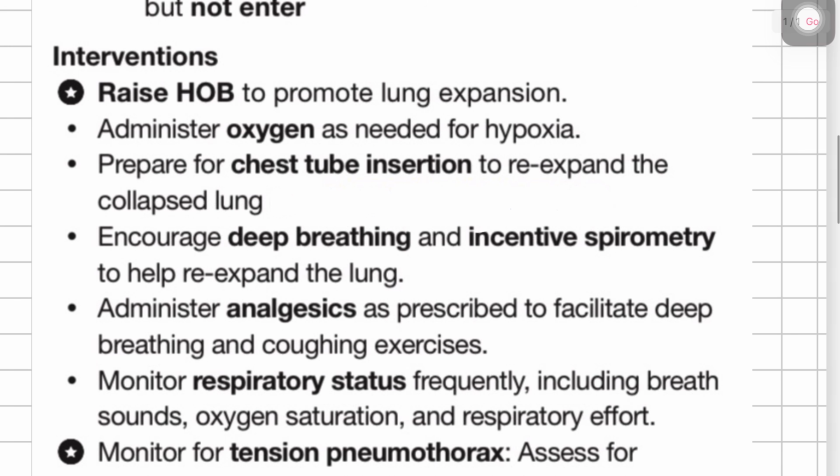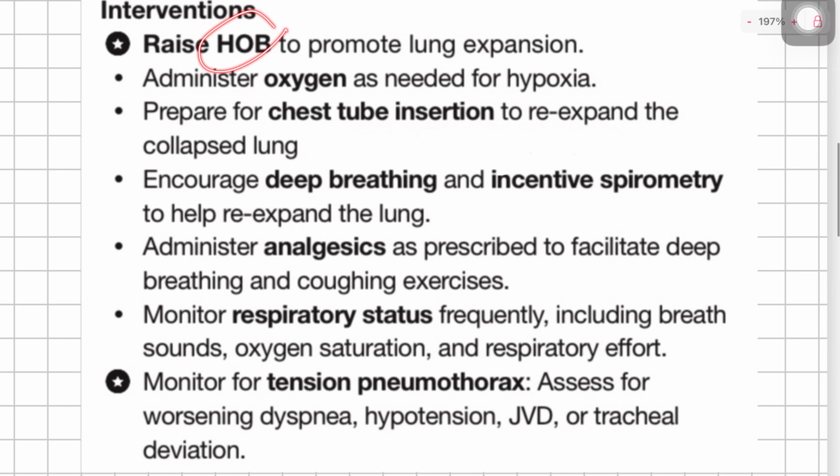Okay? For our intervention, we need to raise the head of the bed to promote lung expansion. Okay? We administer supplemental oxygen as needed for hypoxia. Prepare for chest tube insertion to re-expand the collapsed lung. Okay? Sabi ko nga, on a separate video lecture. Okay? To be discussed comprehensively. Okay? Encourage deep breathing and incentive spirometry to help re-expand the lungs, and administer analgesic for pain, okay, to facilitate deep breathing and coughing exercises para hindi siya masakit, okay.